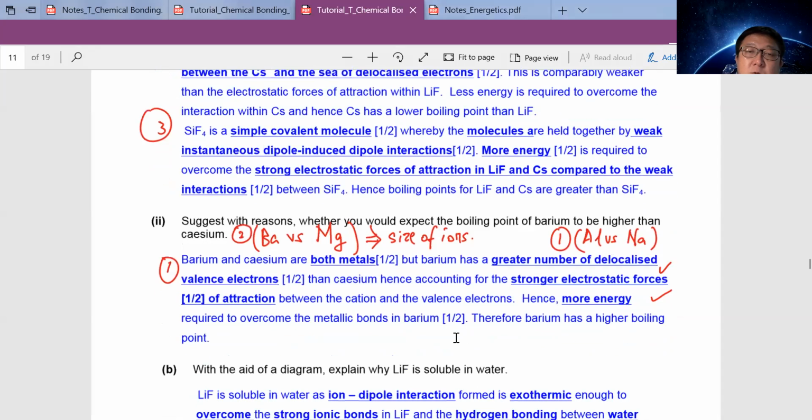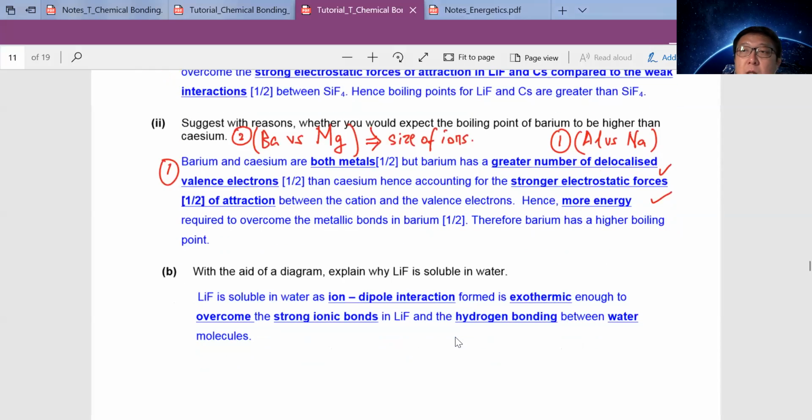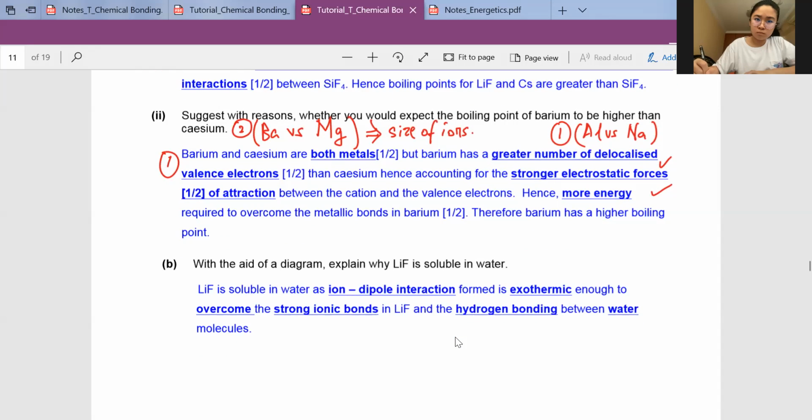Okay, right. Next one, lithium fluoride soluble in water. So same. This one I think you all can answer very easily, right? Ion-dipole attraction, energy given out more than enough to overcome the ionic bonds, the ion-ion interaction, and the hydrogen bonding between the water molecules. That's why lithium fluoride is soluble in water.